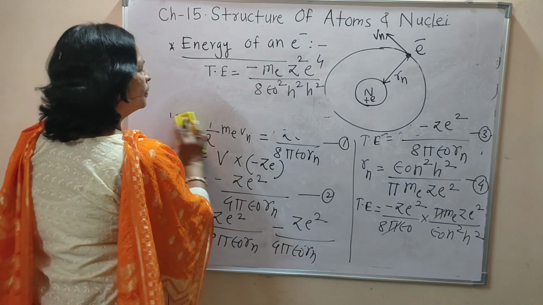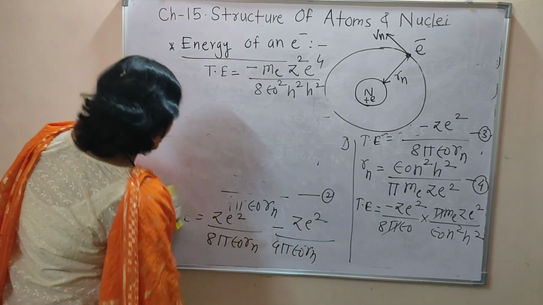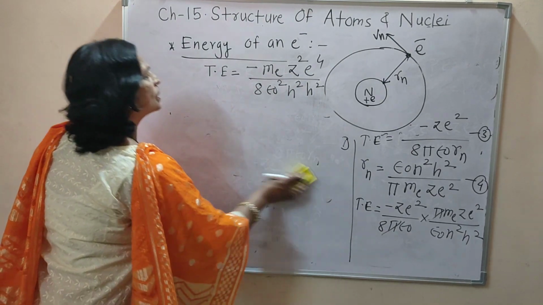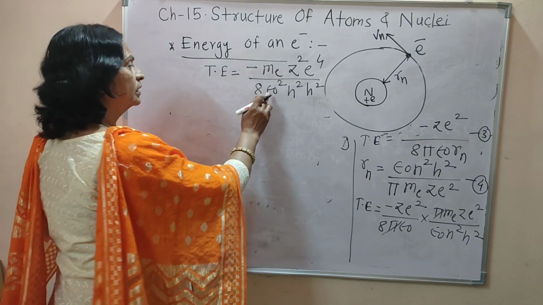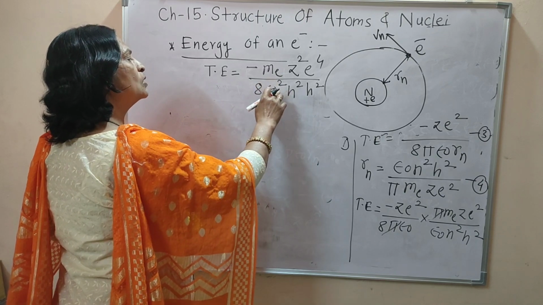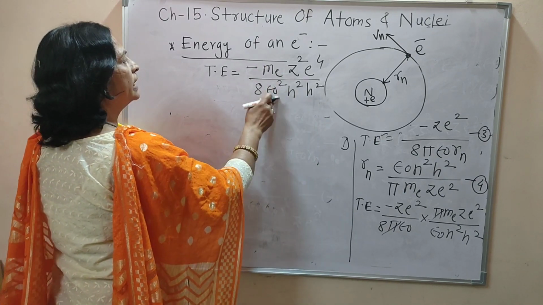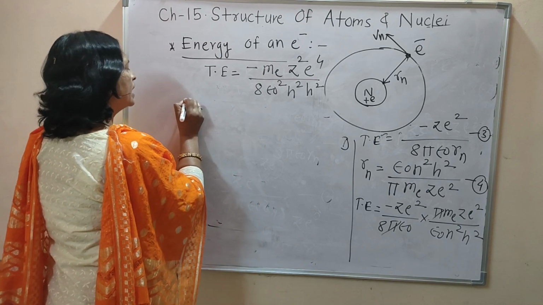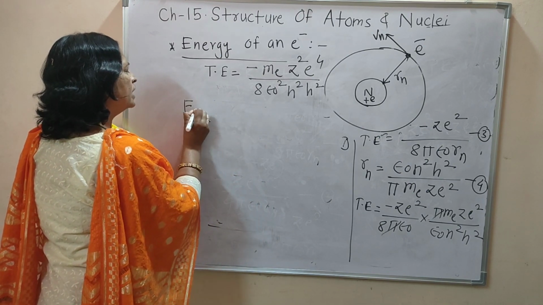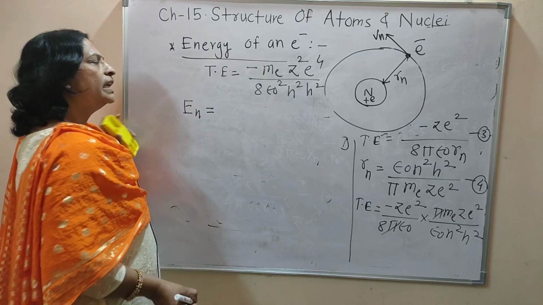Okay. In your book, one printing mistake is there. In that equation only epsilon naught is there, but it should be epsilon naught square. Do that correction in your book. Okay. Then total energy, that is denoted with the letter En.